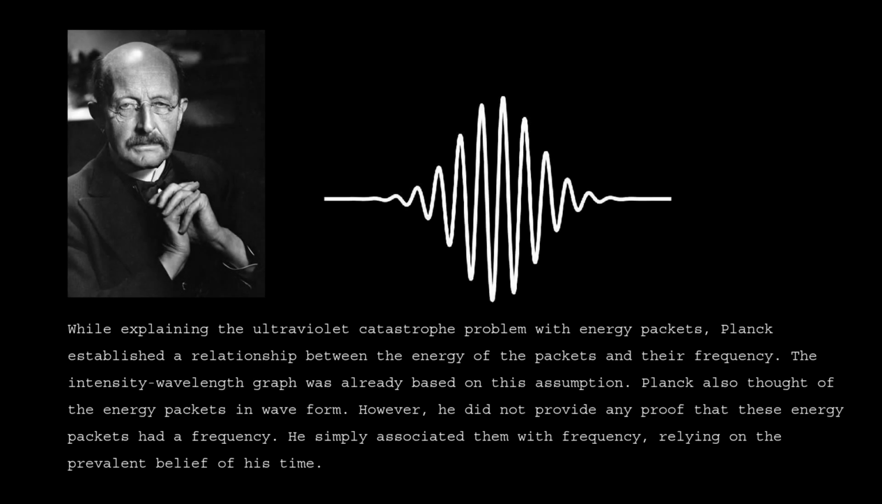While explaining the ultraviolet catastrophe problem with energy packets, Planck established a relationship between the energy of the packets and their frequency. The intensity wavelength graph was already based on this assumption. Planck also thought of the energy packets in waveform. However, he did not provide any proof that these energy packets had a frequency. He simply associated them with frequency, relying on the prevalent belief of his time.